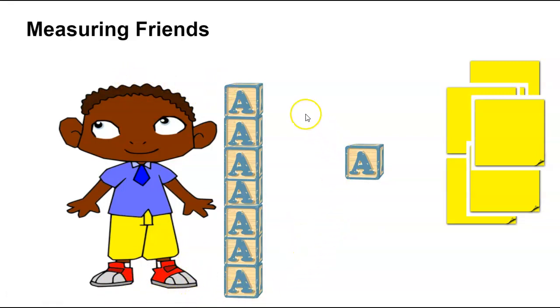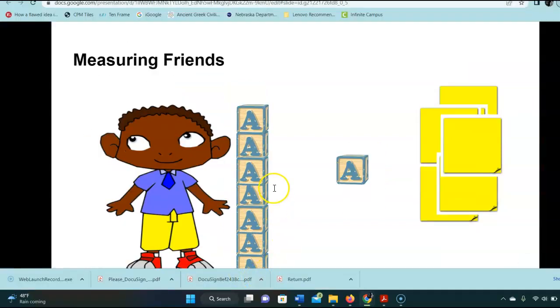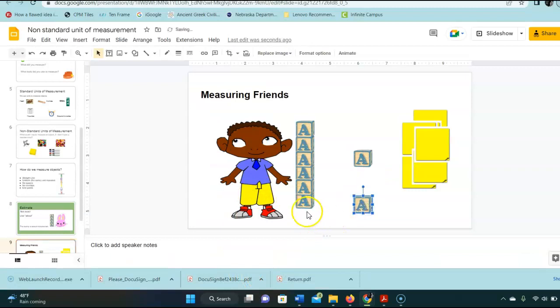Now when we measure, this is about 1, 2, 3, 4, 5, 6, 7. It's going past my end point, but if you look, it's more than half. So if we took this block away, I would say it's closer to 7 than 6. Because if you look at this, he's longer than half of this block. So he is closer to 7 than 6.